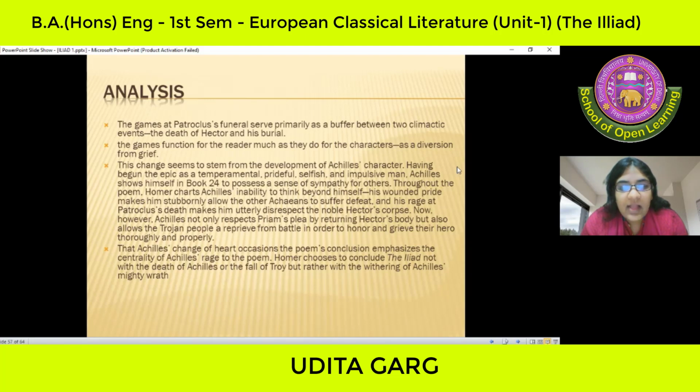Now, however, Achilles not only respects Hector triumphantly by returning Hector's body, but also allows the Trojan people a reprieve from the battle in order to honor and grieve their hero thoroughly and properly. That Achilles' change of heart occasions the poem's conclusion emphasizes the centrality of Achilles' rage to the poem. Homer chooses to conclude the Iliad not with the death of Achilles or the fall of Troy, but rather with the withering of Achilles' mighty wrath.